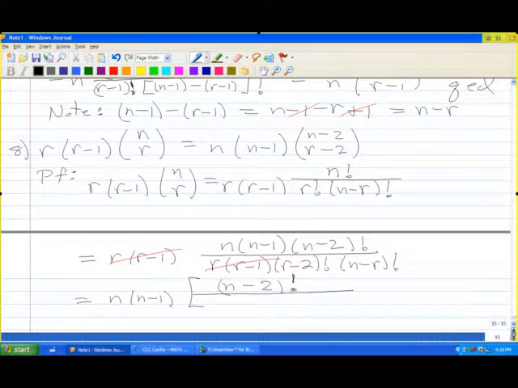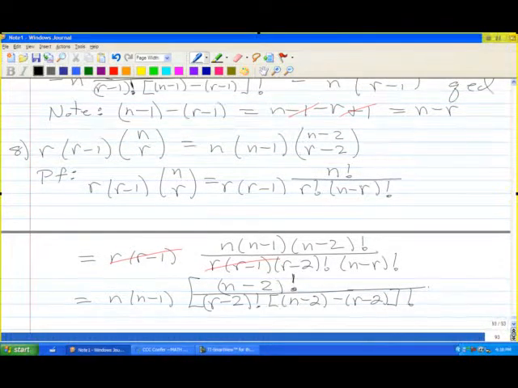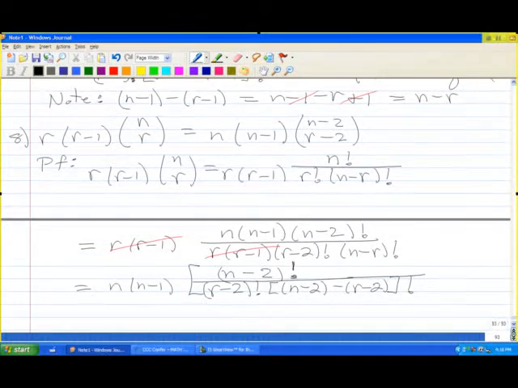What remains is n minus 2 factorial over r minus 2 factorial times, well, instead of writing n minus r, remember that differences are translation invariant. So just like I subtracted 1 from both of the r's and n's and got the same difference, I'll subtract 2. And the same calculation works. And so this is (n minus 2 minus r minus 2) factorial. So that's n minus 2 minus the quantity r minus 2, which is certainly the same as n minus r.